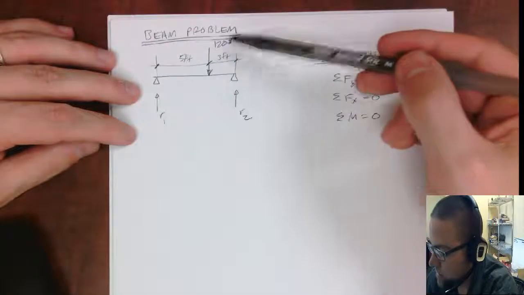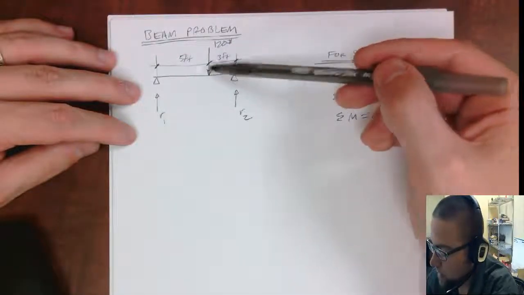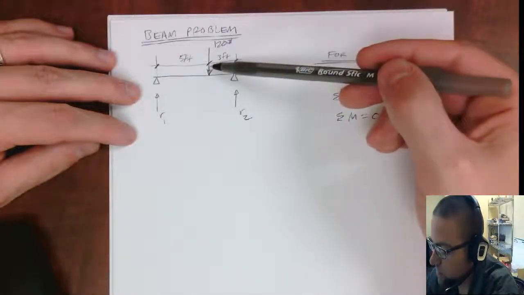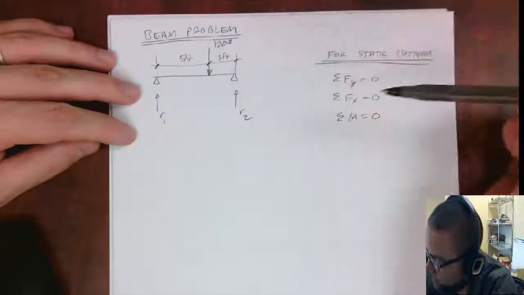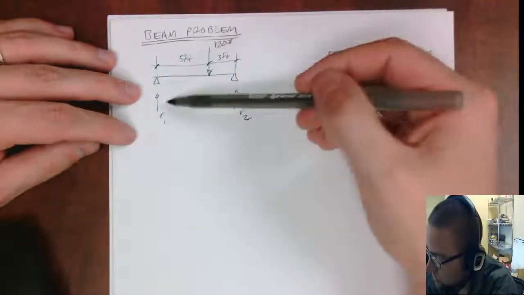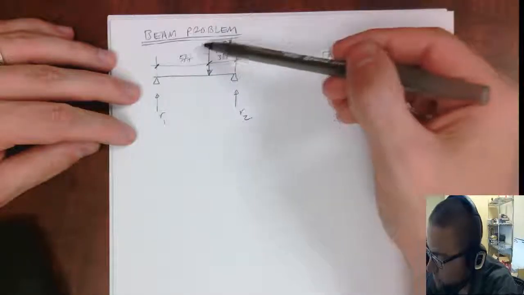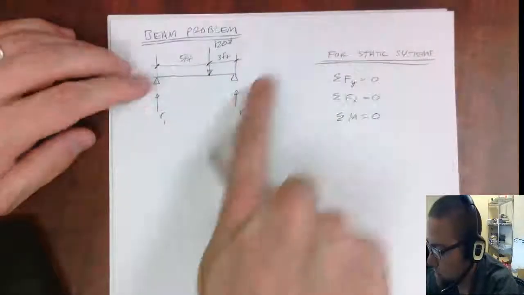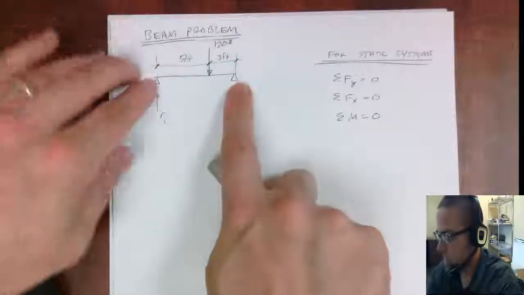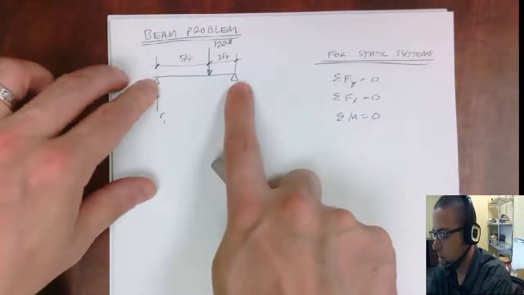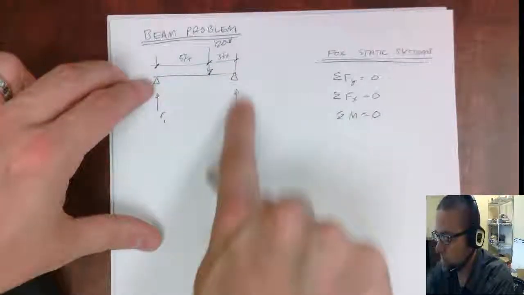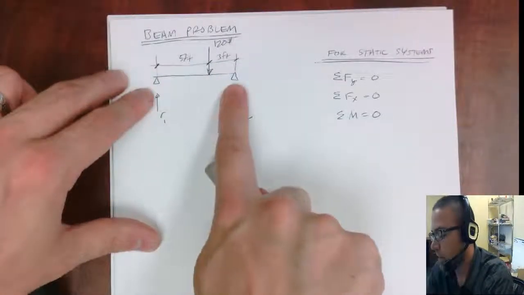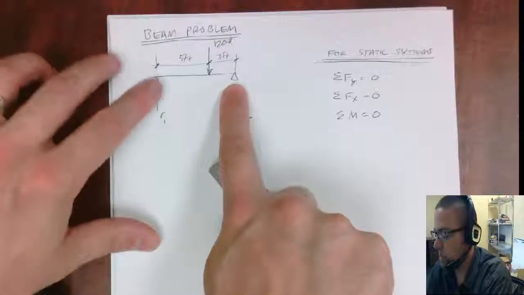There's 120 pounds on the beam, located 5 feet from the left side. If the load was right in the center, you could imagine that two people standing on the sides would each carry half the load. If the load was directly over one person, you could imagine that this person would take all the load, and this person wouldn't have to hold anything, right?